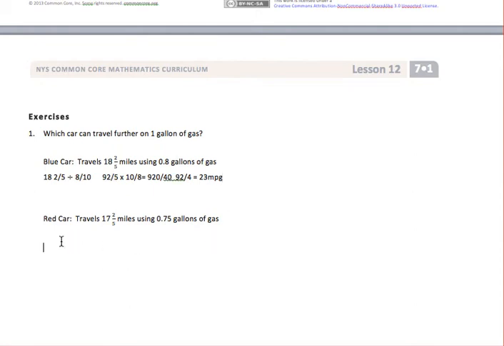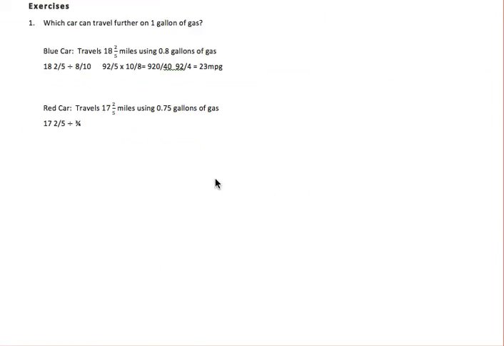The red car travels 17 2/5 miles on 7,500 gallons of gas. So we're going to set that up as 17 2/5 divided by 3/4, since 3/4 is the simplified fraction for 75/100. Then we'll change 17 2/5 to an improper fraction, and change the 3/4 to its reciprocal, which is 4/3, and then multiply.